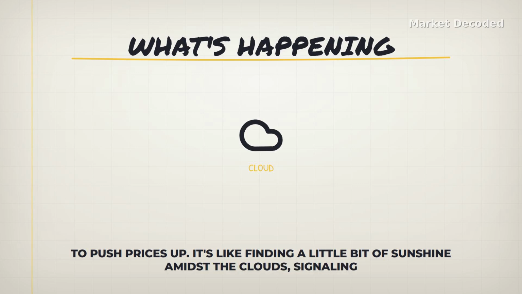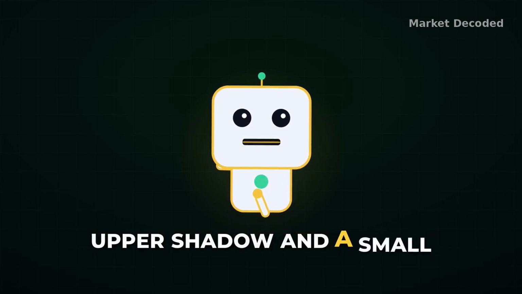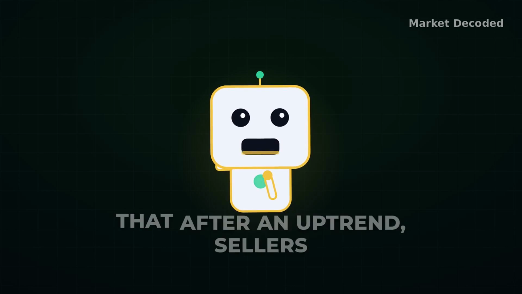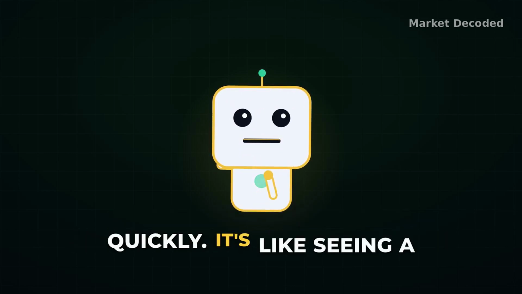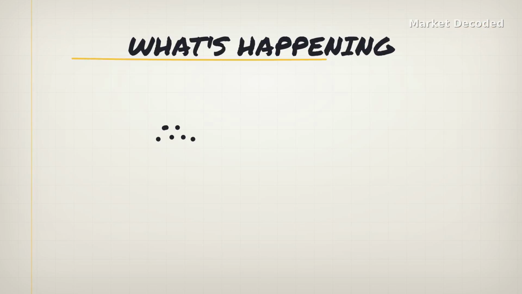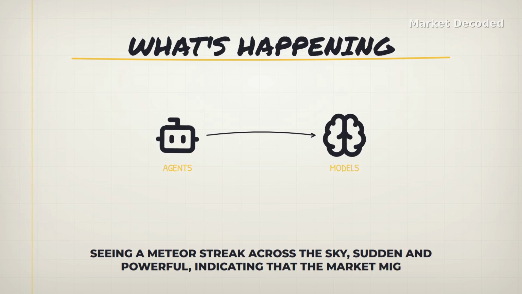Shooting star. This is its bearish counterpart. A shooting star has a long upper shadow and a small body near the bottom, suggesting that after an uptrend, sellers are pushing prices down very quickly. It's like seeing a meteor streak across the sky, sudden and powerful, indicating that the market might be about to drop.